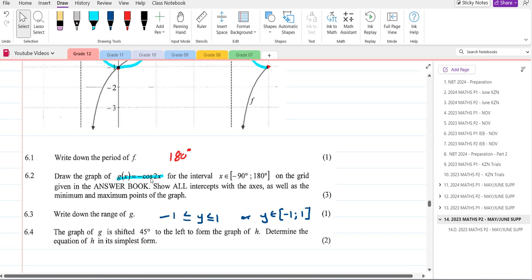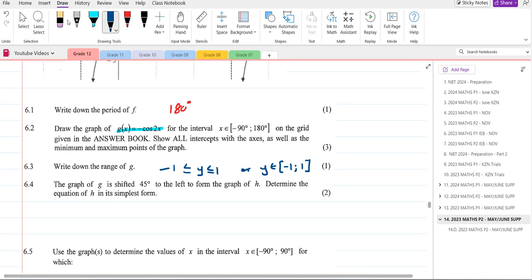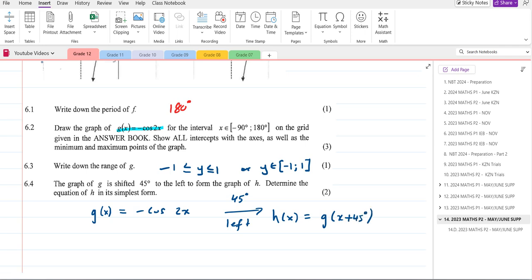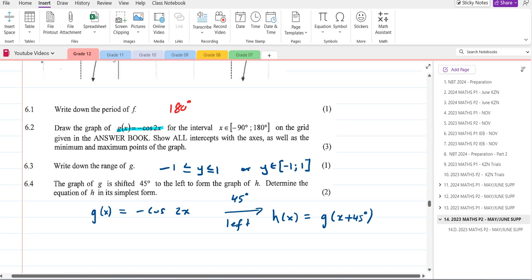The graph of g is shifted 45 degrees to the left to form the graph of h. Determine the equation of h in its simplest form. Now remember, you're shifting the graph of g 45 degrees to the left. So g of x is equal to negative cos 2x. Shifting 45 degrees left, we get a function h of x, which is g of x plus 45, not minus 45.